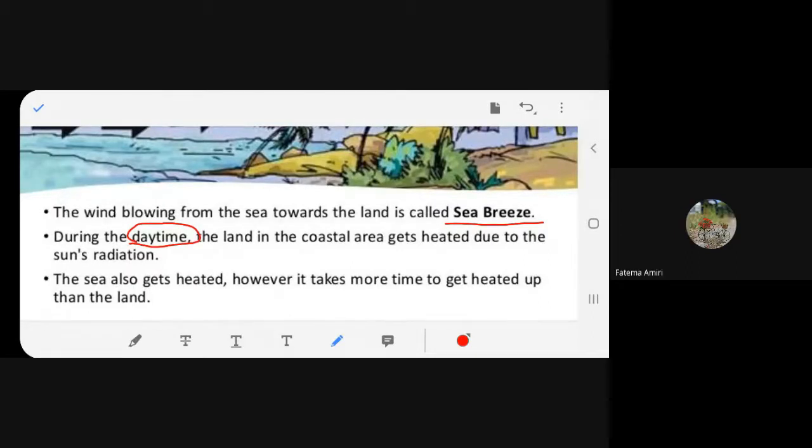Daytime. Daytime, what happens? The land gets heated, right, beta? Why? Due to sun rays. The land gets heated due to sun rays in the daytime. Is this clear? Yes, ma'am. Compared to the land, even the sea is also getting heated, but it is getting heated slowly. As compared to land, sea is getting heated slowly. Is it clear? Yes.